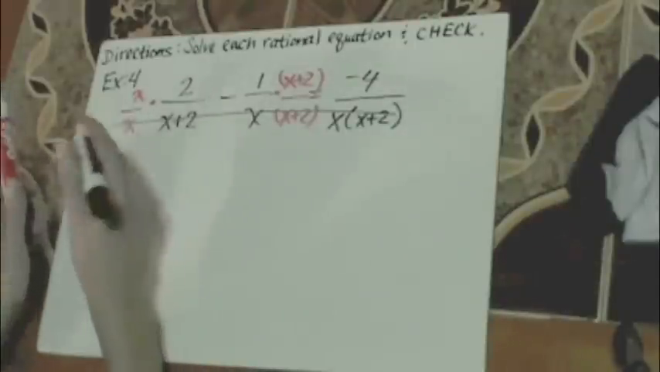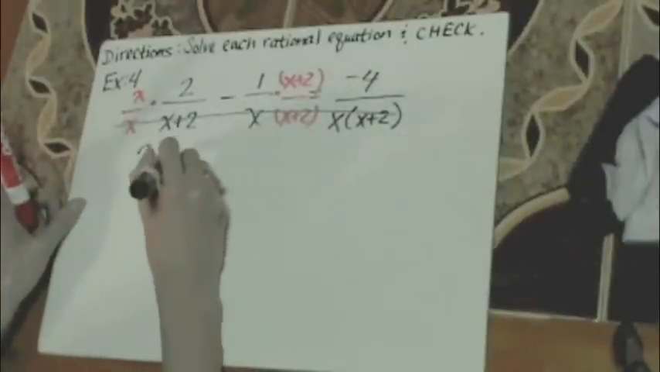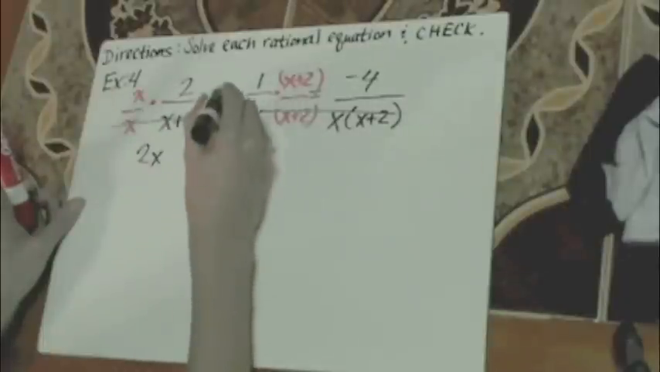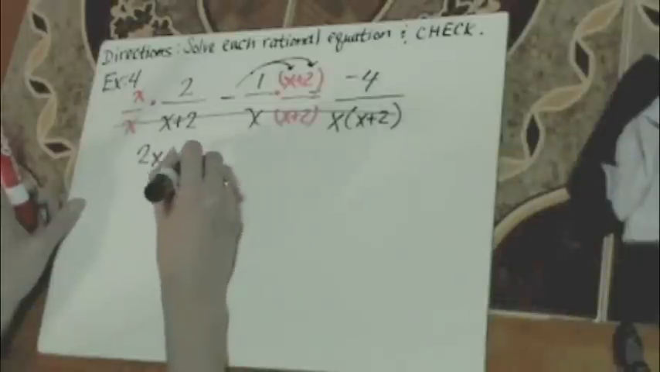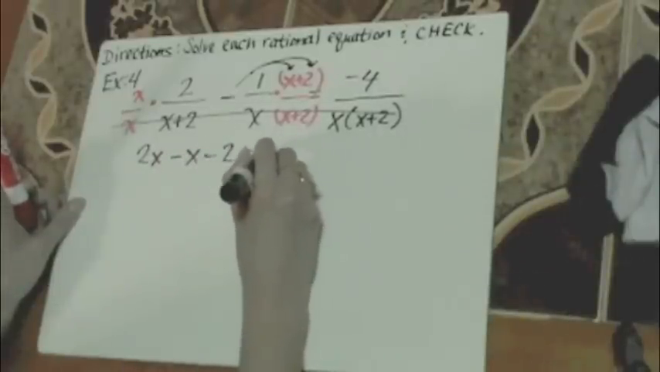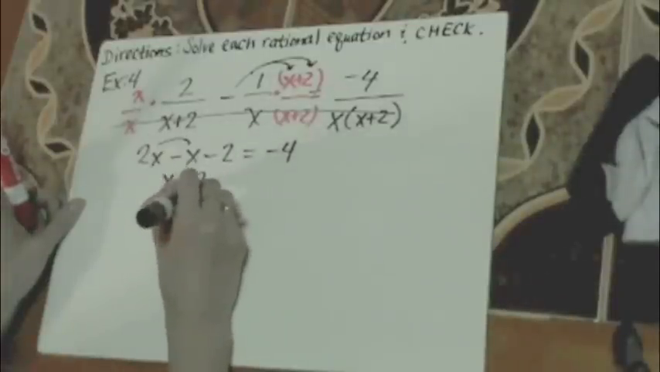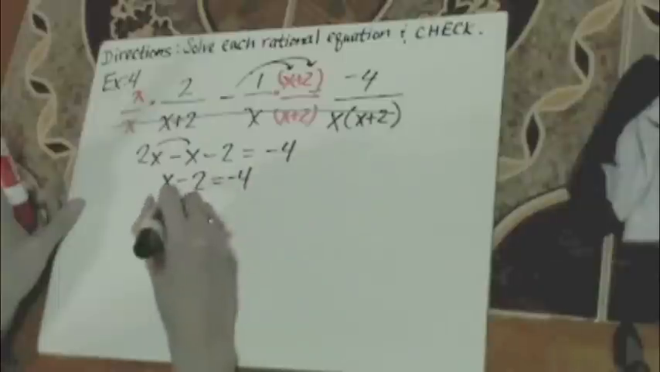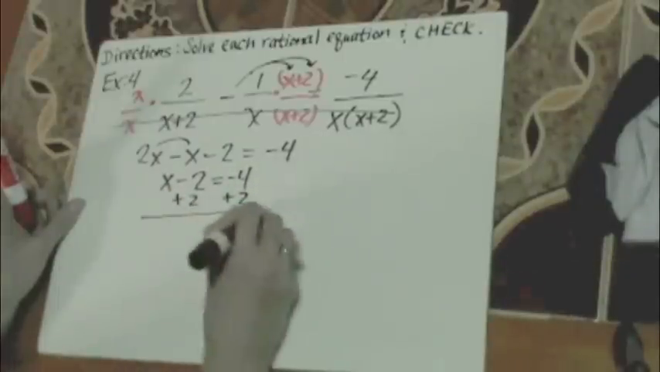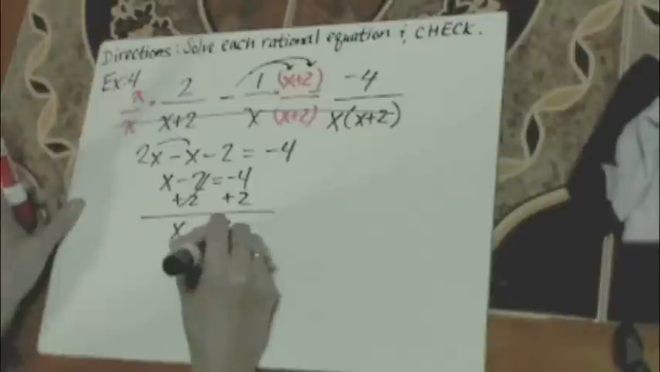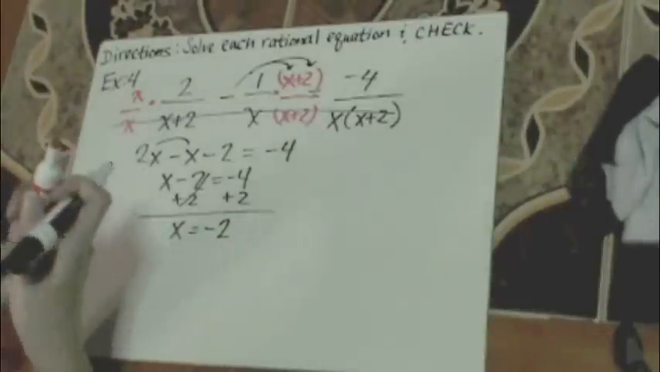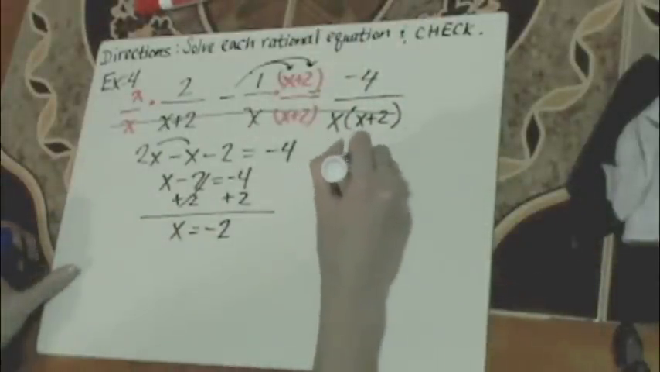So then I have 2x, 2 times x is 2x, minus, be careful here, this is minus 1 distributed through, so this is minus x minus 2 is equal to a negative 4. So then I get x minus 2 when I combine like terms here. x minus 2 is equal to a negative 4. Add 2 to both sides, and I get x is equal to a negative 2. Now I need to check this. We'll do the check in blue.